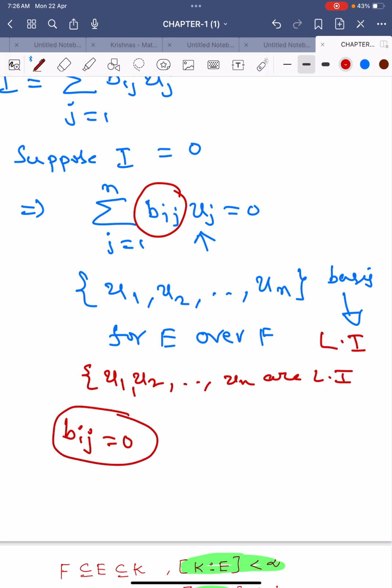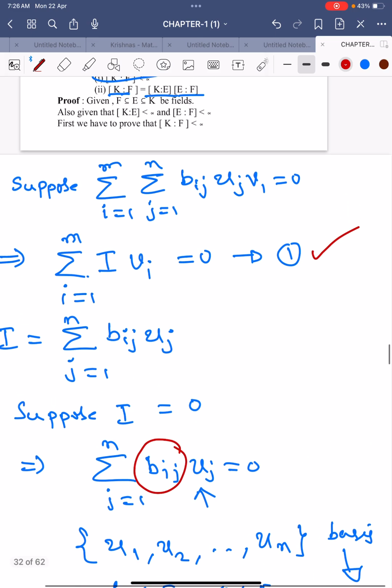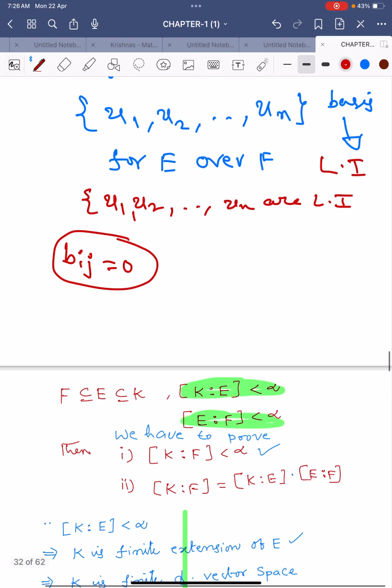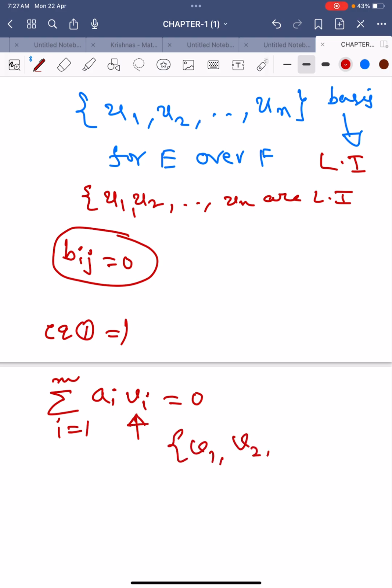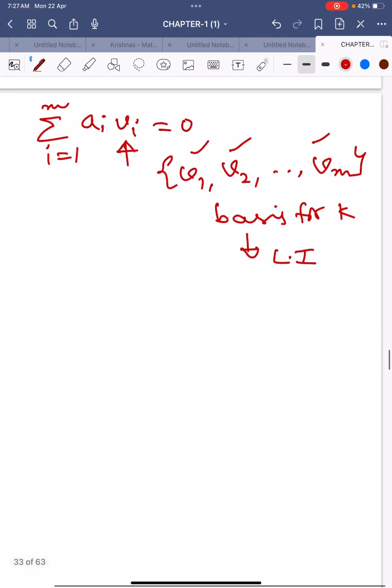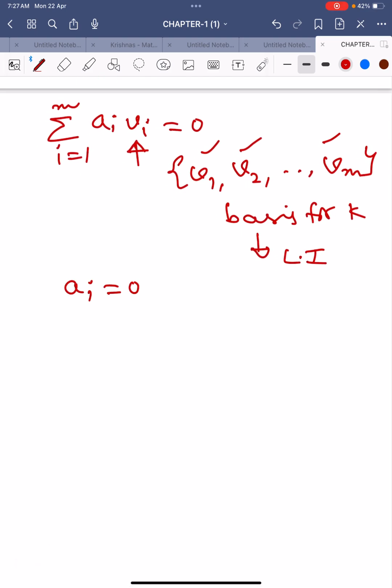If their coefficients bij are equal to 0, then equation 1 implies summation over i equals 1 to m of ai into vi is equal to 0, because bij is equal to ai. Again here the vi's are v1, v2, and so on up to vm. This is a basis for K. Again, every basis is linearly independent. These vectors are linearly independent, so the scalars ai are equal to 0.